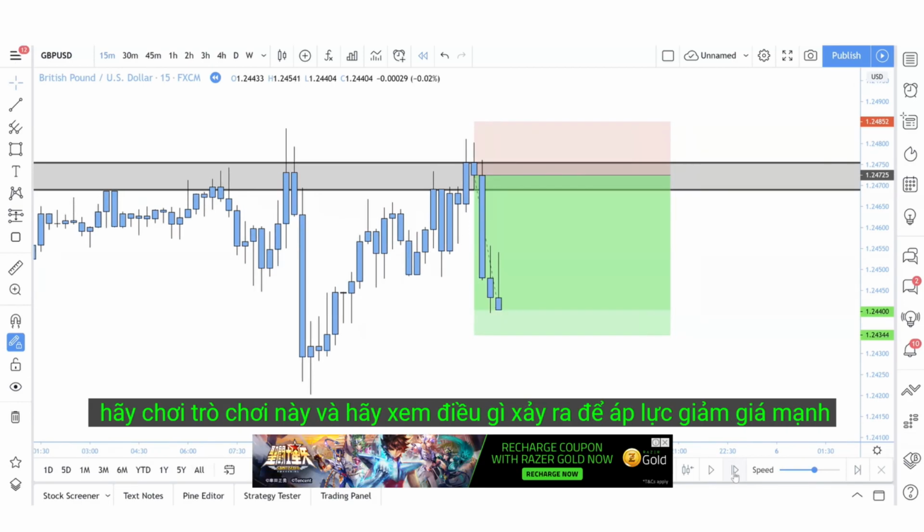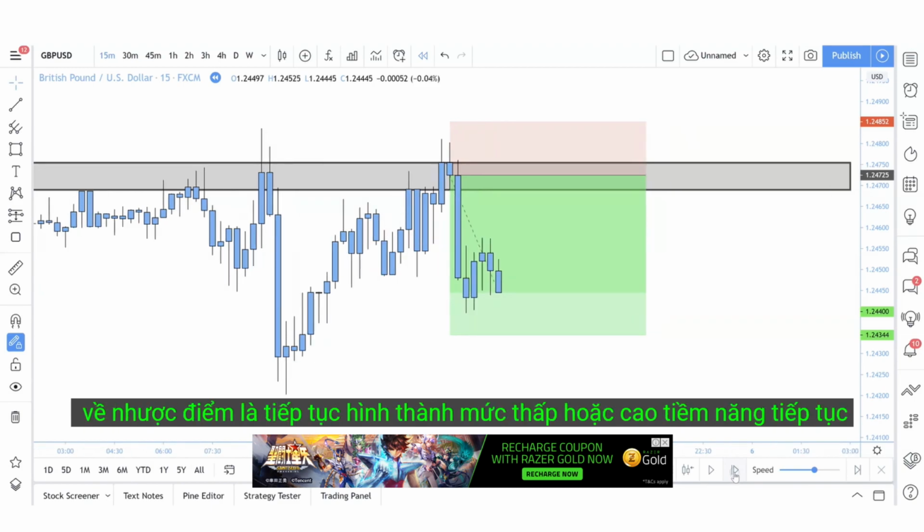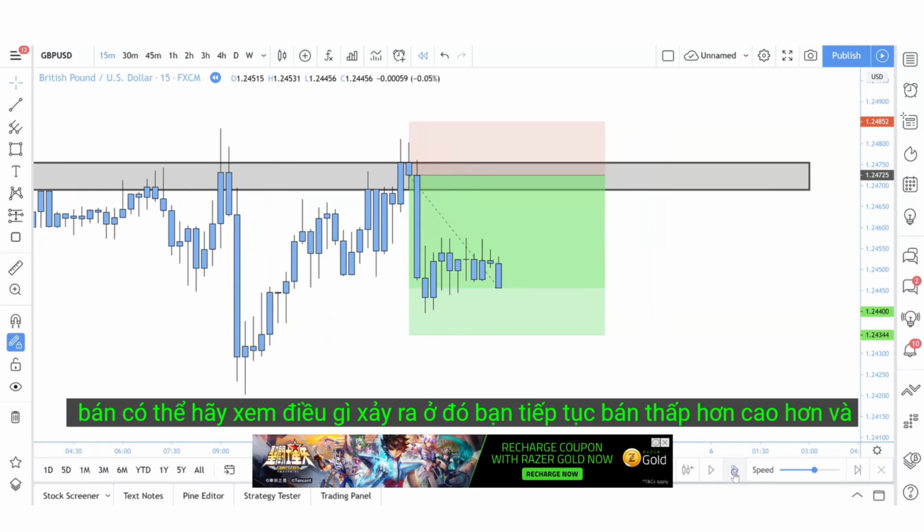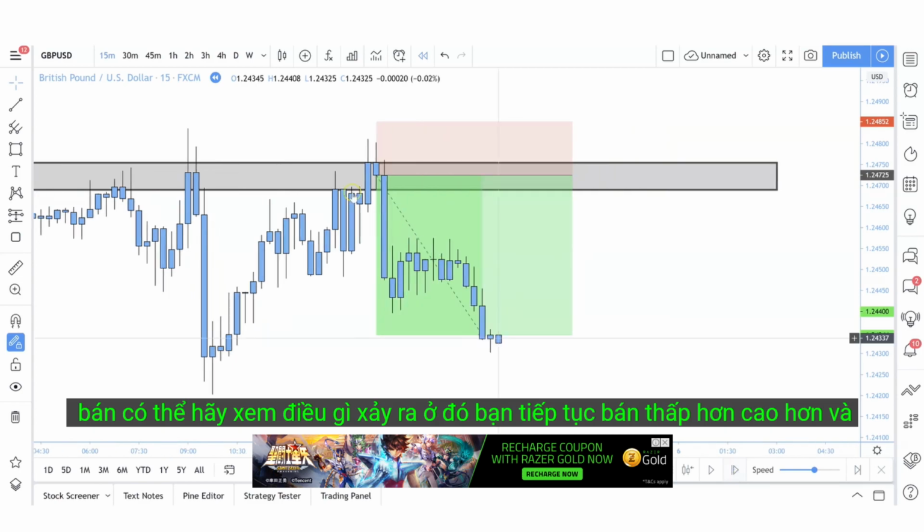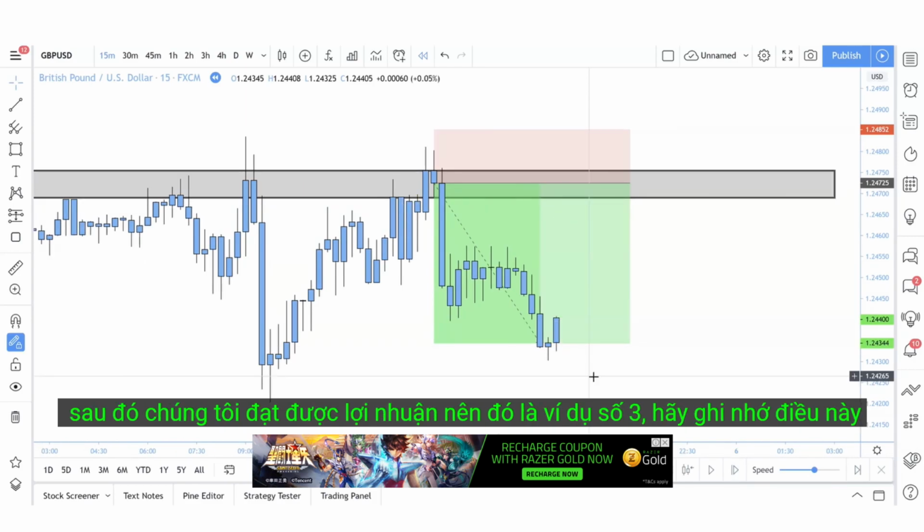So strong bearish pressures to the downside, which is continuing, potential lower high forming, continued sells maybe. Let's see what happens. There you go, continued sells, lower high, and then we hit take profit. So that's example number 3. Please keep this one in mind, and let's move on to our final example.